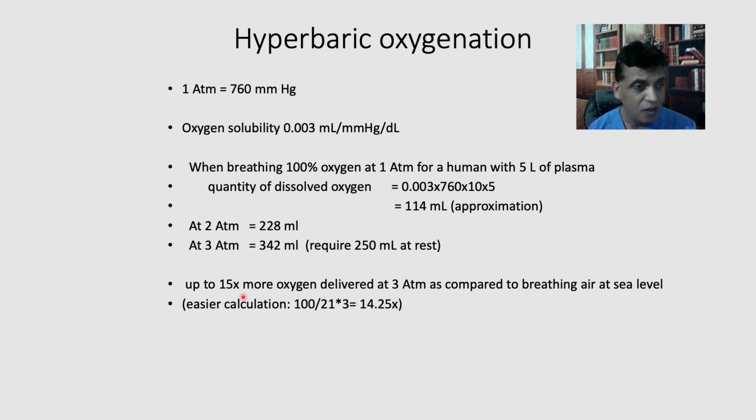So at 2 atmospheres it is 100 divided by 21 times 2. At 1.3 atmospheres it is 100 divided by 21 times 1.3, and you can calculate the multiples of oxygen delivery under these circumstances as compared to when breathing normal air. Now, what is the experimental evidence for all this? Okay, that's what we are going to look at next.